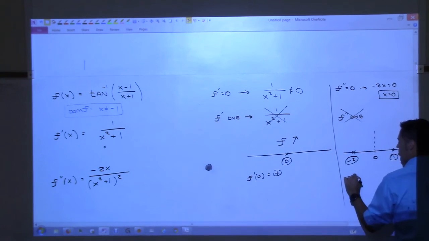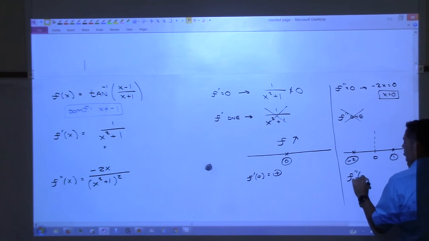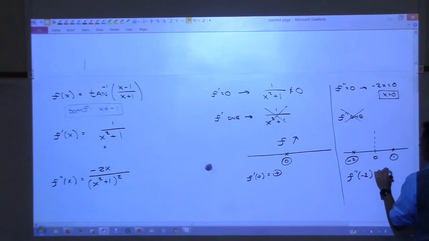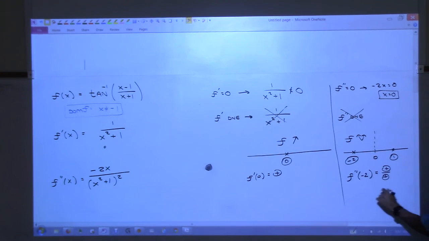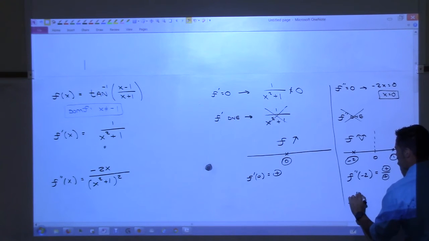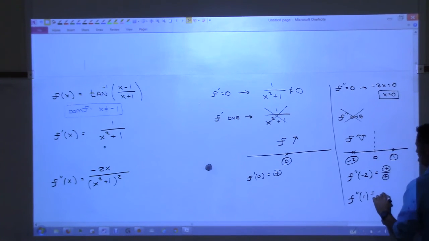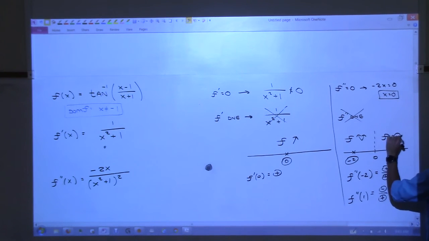So concave up. So f prime of -2 is positive over positive, which means that our original function is concave up. And then if we plug in 1, I'm assuming that it's going to be negative. So negative on top, positive on the bottom, so it's concave down. We have an inflection point, don't we? At 0.